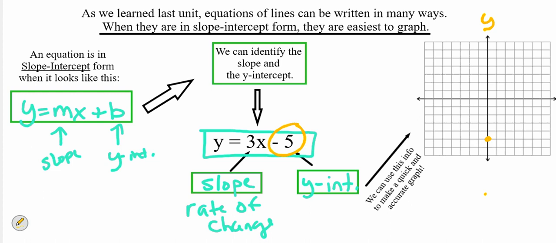One dot down, one to go, and we got a line. So this is why I love slope-intercept, right? We find the y-intercept, we plot it. The second thing we're going to do is use this slope, all right? So the slope is 3.